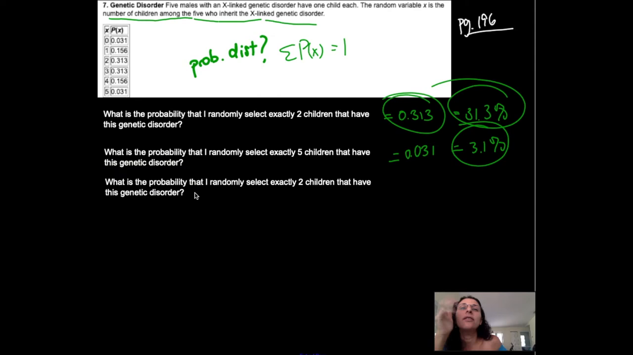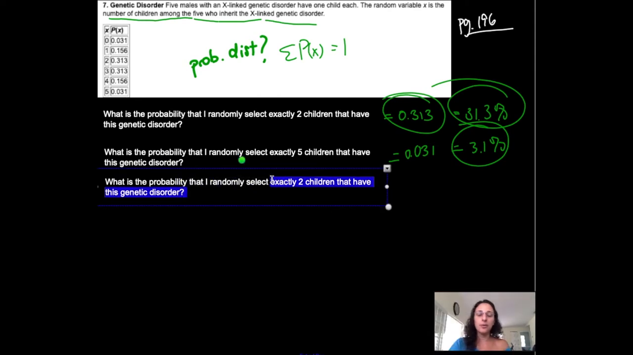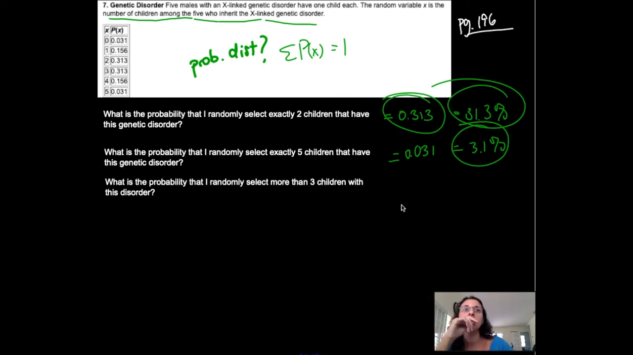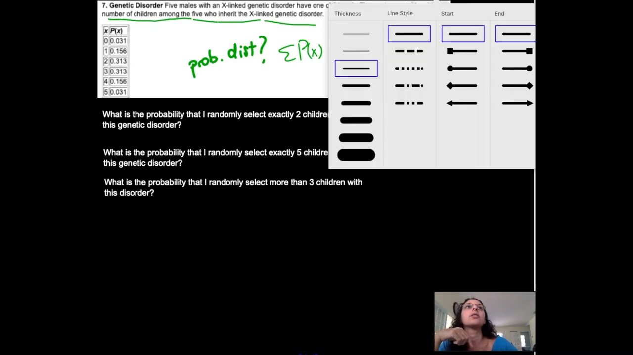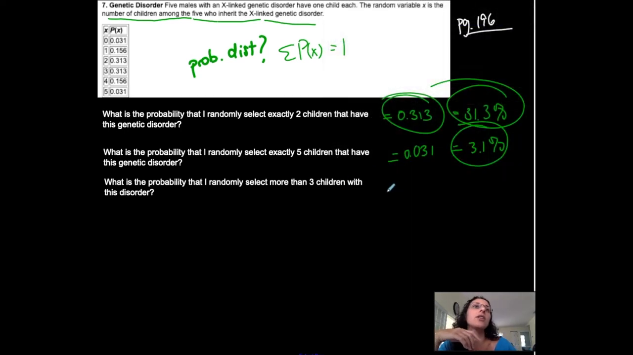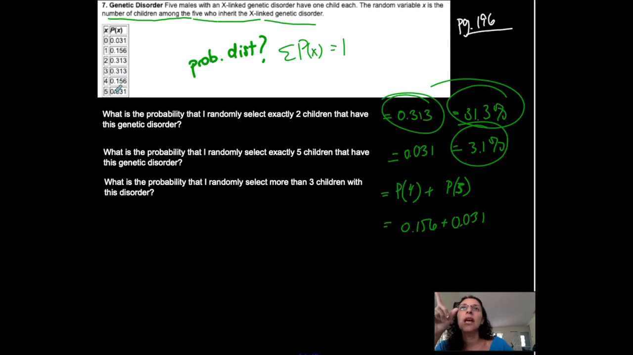What is the probability that I randomly select from this group of five and I get more than three children with this disorder? What the heck does that mean? More than three. Is that including three, by the way? More than three would be not including three. So that would be four or five. Anytime I see the or case, addition. So I'm going to add 0.156 plus 0.031, the probability of four and the probability of five.